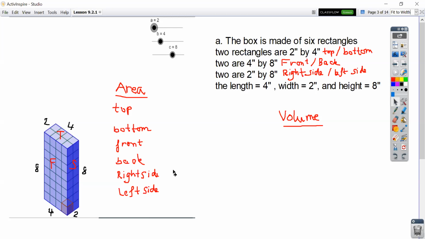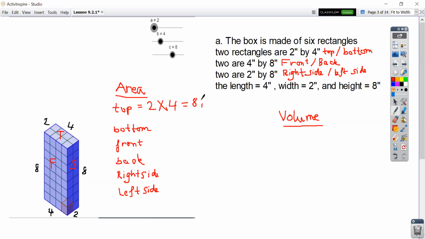Question B, we are going to find out how much cardboard is needed to create all 6 faces of the box. What do they mean? They're actually talking about finding the areas of the top, the bottom, the front, the back, the right side, and the left side of the box. So let's find the total area. Let's look at the top. The top is 2 by 4. 2 times 4 is 8. So we have 8 square inches.